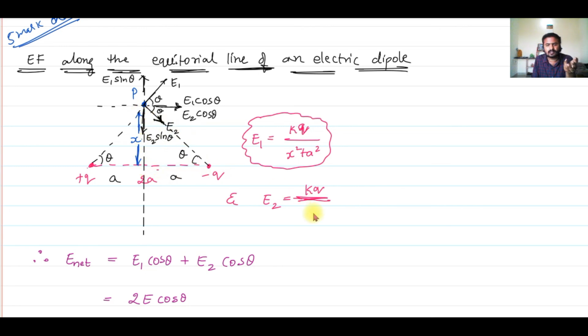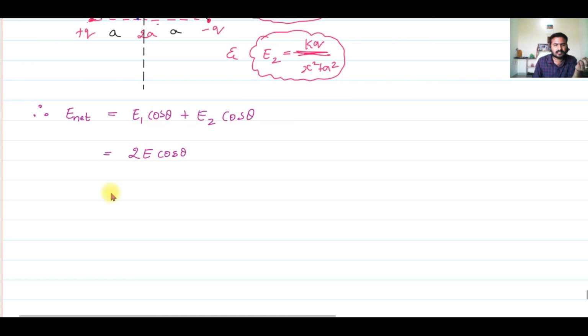This is a right angle triangle. So x square plus a square. So E1 and E2 both are equal, right? So then what do I get? I'll be getting that as 2 times KQ divided by x square plus a square into cos theta.